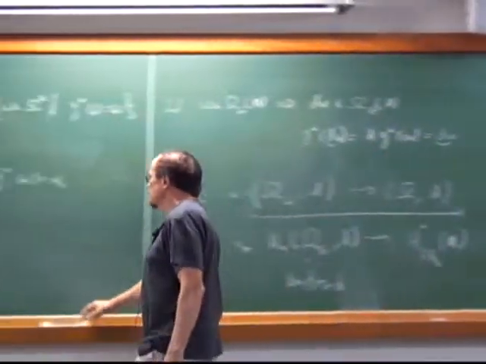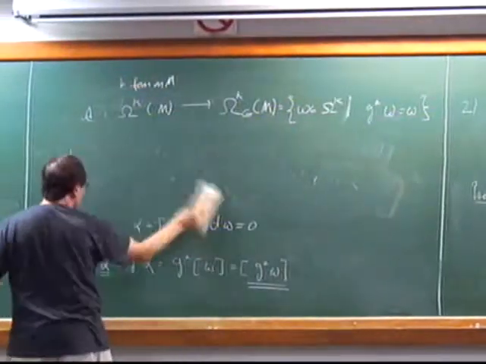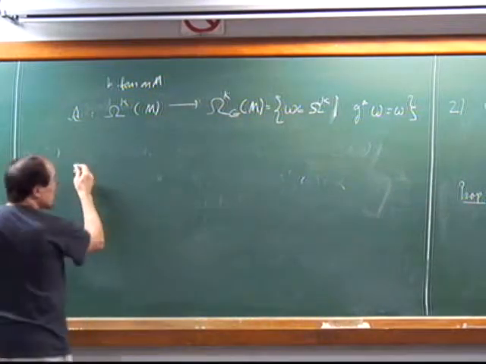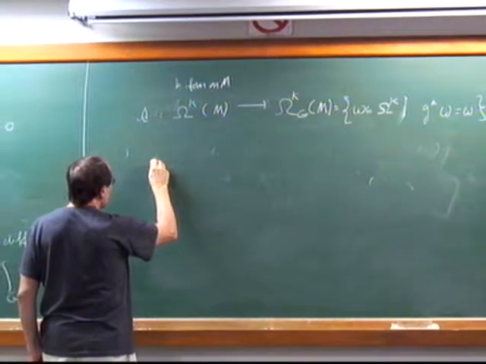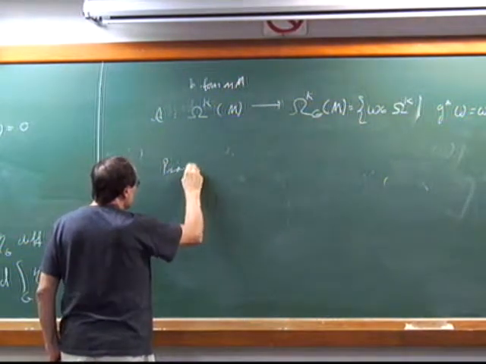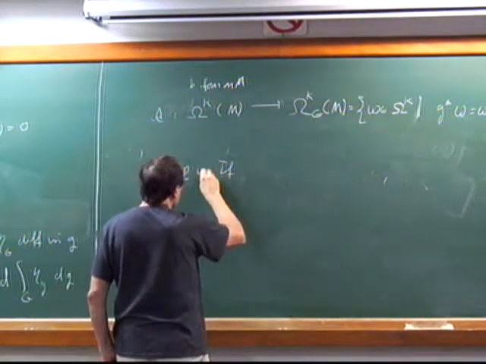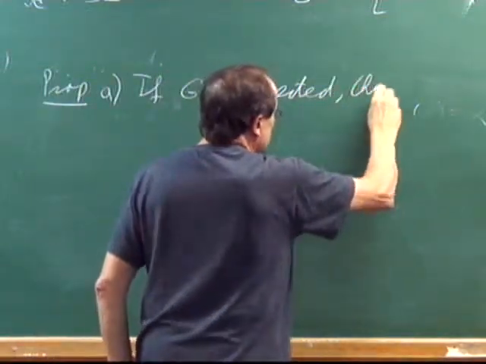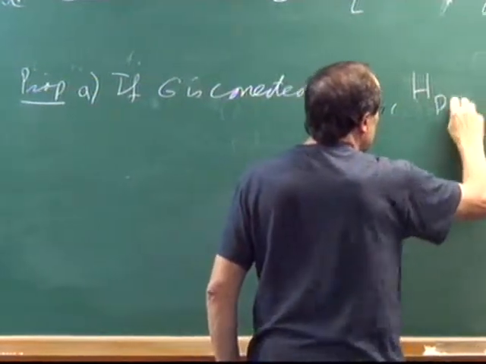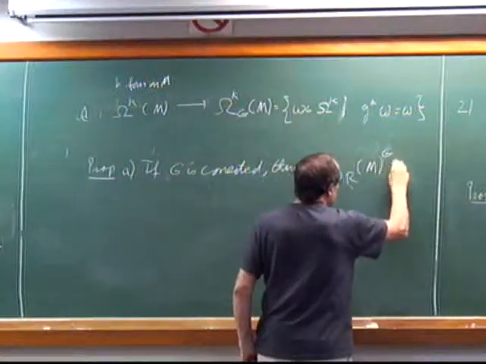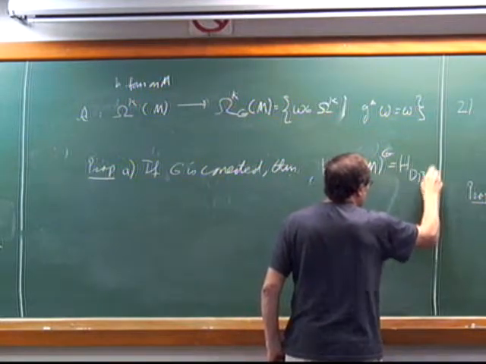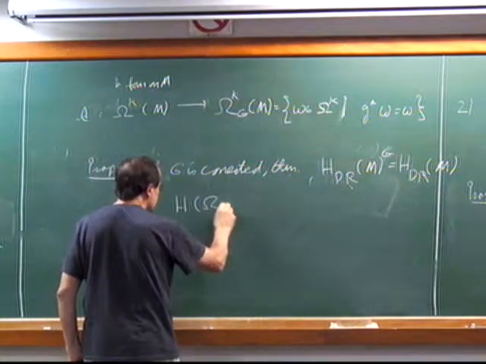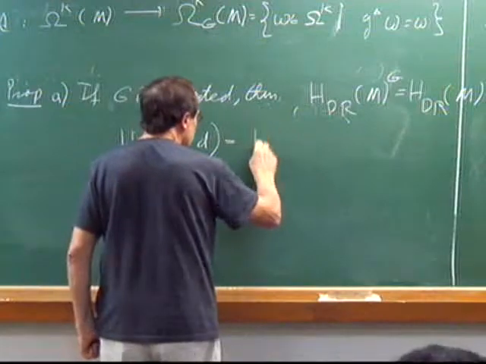Next remark is that, well, if the group G is connected, so that's two propositions. If G is connected, then the de Rham cohomology invariant under G is just the de Rham cohomology. And hence the cohomology of invariant forms is just the de Rham cohomology of the manifold.